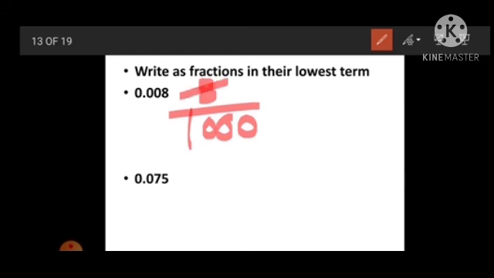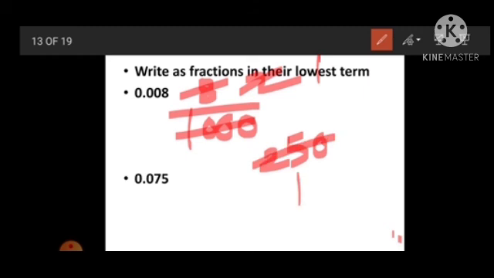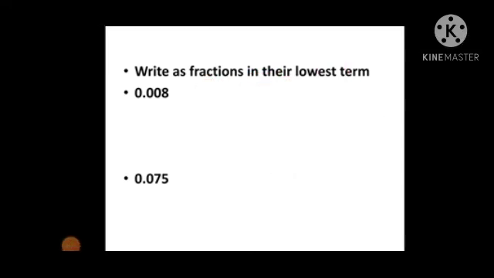So 8 divided: 4 2s are 8, 4 2s are 8, 4 5s are 20, 0. Again 2 1s are 2, 2 1s are 2, 2 2s are 4 and 2 5s are 10. So our answer is 1 by 125, as a fraction in its lowest term.